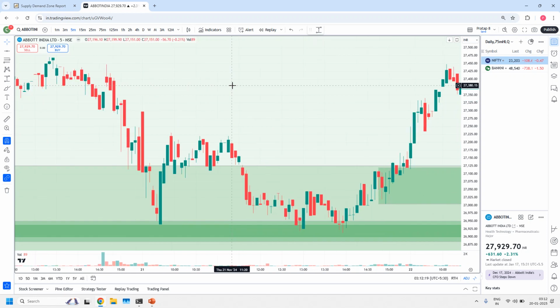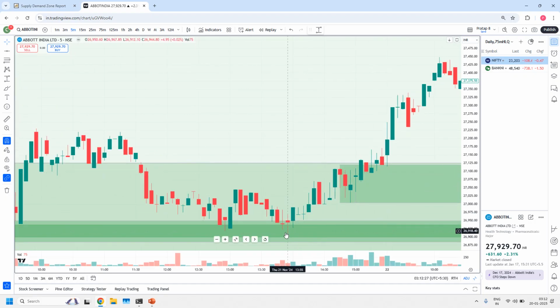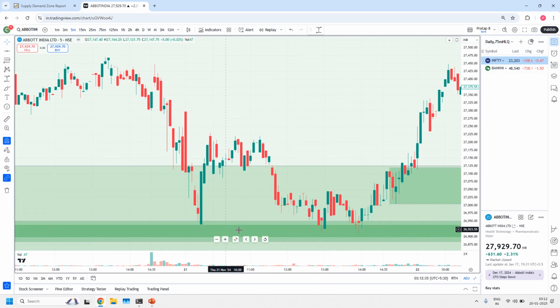See here. Already tested once, again second time, again third time. See again, drop base rally is created. Again the fourth time, here also drop base rally is created. So new order flows come again and again. So this is a high liquidity zone.